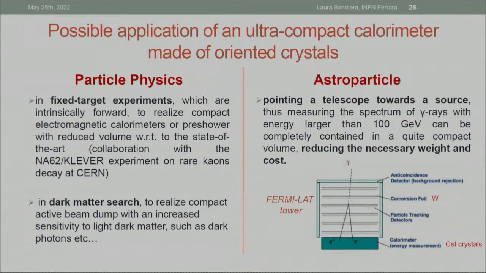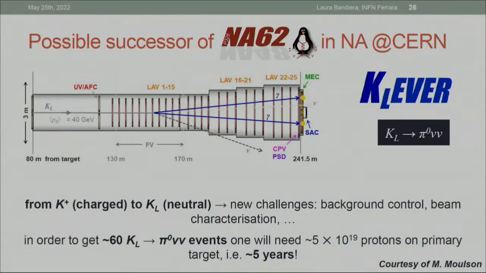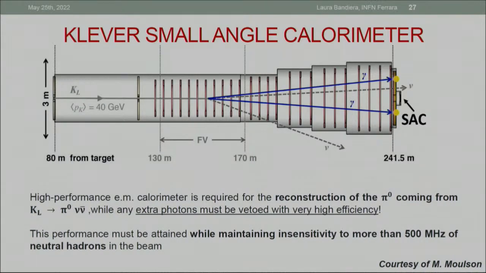You have a calorimeter made of crystals, and you can think to orient them. We are investigating the possibility to make a small angle calorimeter for the KLEVER experiment, proposed as a successor of NA62 at the North Area at CERN, to investigate the decay of K-long to pi0 nu nu-bar. With the small angle calorimeter that has an angular range of a few milliradians, you reconstruct the pi0 coming from this decay, while any extra photons coming from the decay, for instance of K-long to pi0 pi0, can be vetoed with very high efficiency, while maintaining sensitivity to more than 500 megahertz of neutral hadrons.